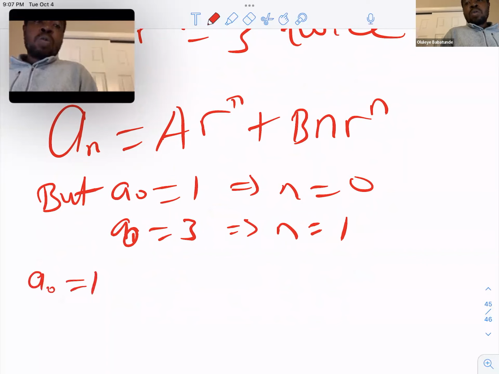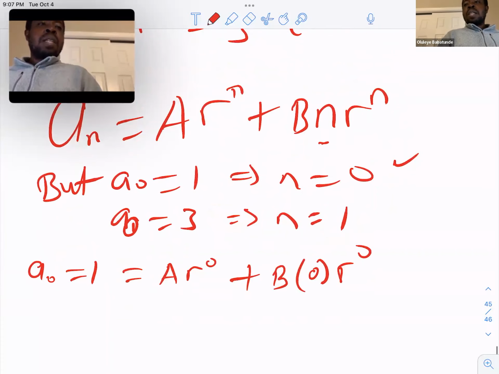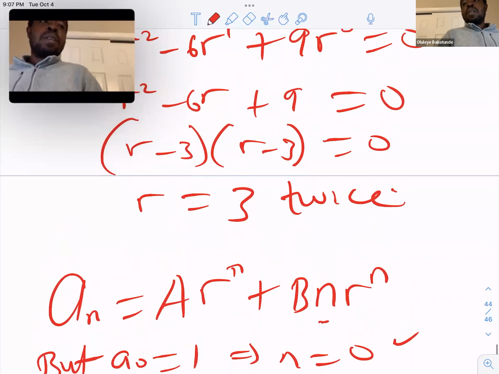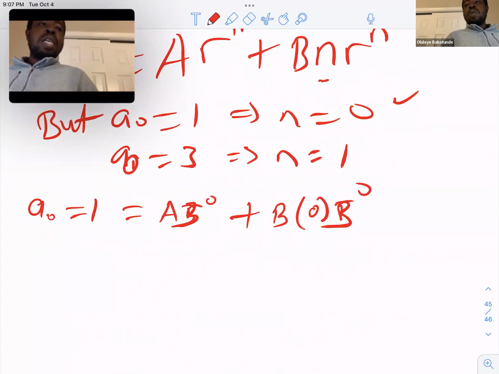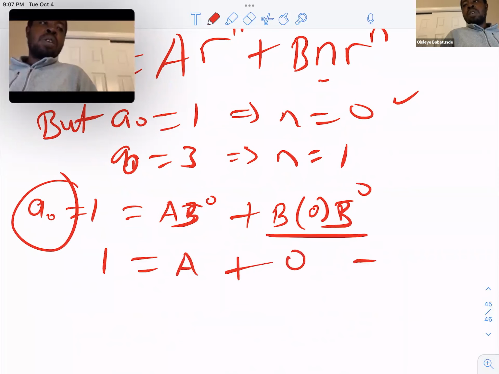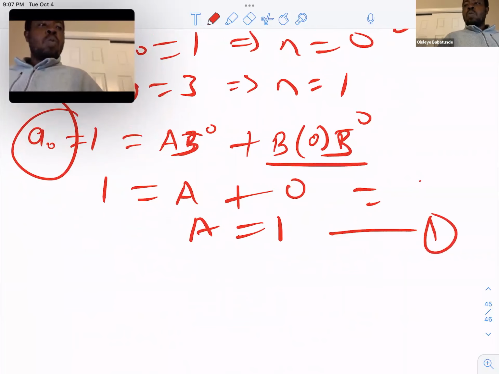Okay. So we have A naught equals 1 equals A R raised to power 0. Remember, N is 0 plus B times 0. You have 0 here, R raised to power 0. Now I have my R as 3, so I can put 3 here, 3 here. Anything to power 0 is 1, so I can remove this part and just say 1 equals A. This becomes 0. So my A equals 1. Okay, that is equation 1.